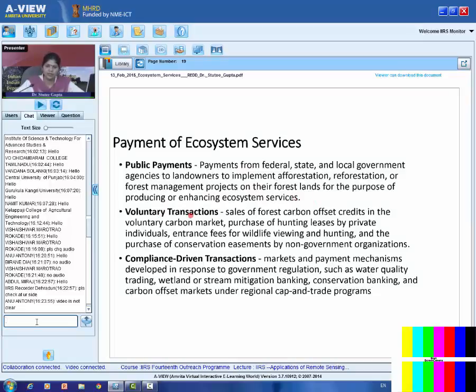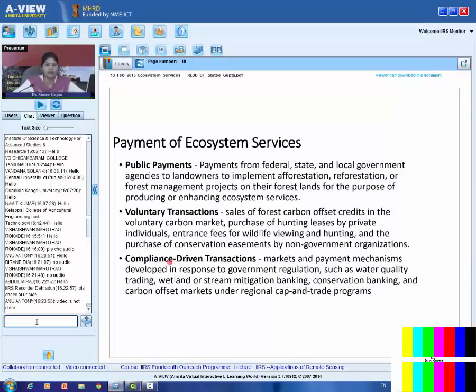There can be voluntary transactions, which come through the sale of forest carbon offset credits in the voluntary carbon market, which is called VCM. There can be a purchase of hunting leases by private individuals, entrance fees for wildlife viewing and hunting, and the purchase of conservation easements by NGOs. So there are many ways which can be worked, and it varies from region to region, country to country, and even state to state.